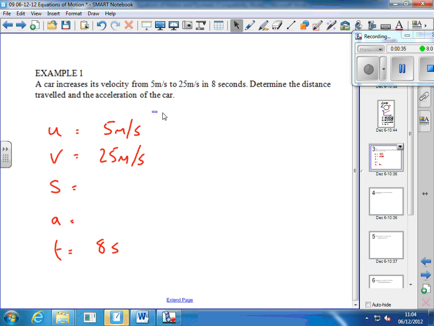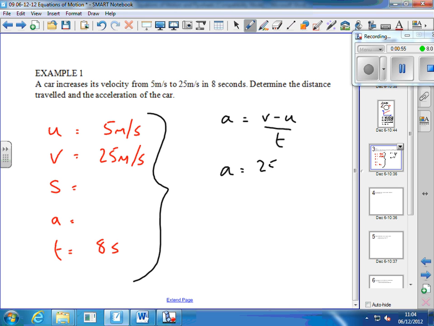So from this information, I wonder if this is going to work now, from this acceleration, what formula would you use then, Dan? Okay. So we could calculate acceleration. Straight formula, a equals v minus u, 25 minus 5 over 8, which is 20 over 8, which is 2.5, unit meters per second squared. 2.5 meters per second squared.